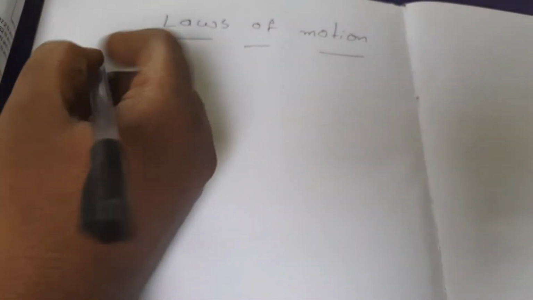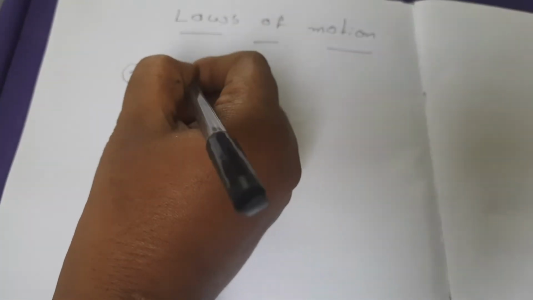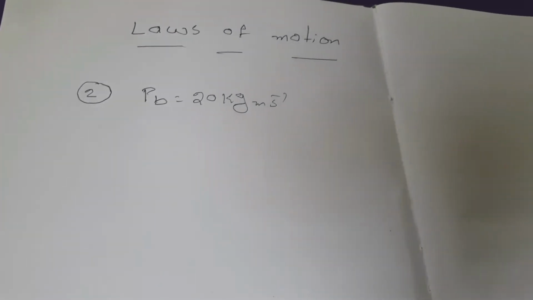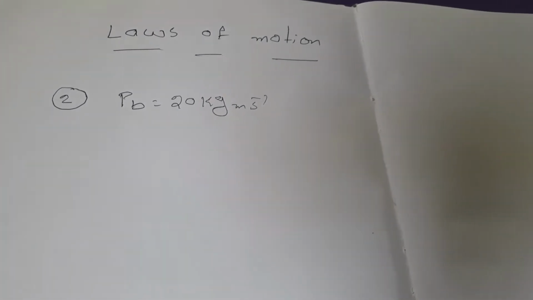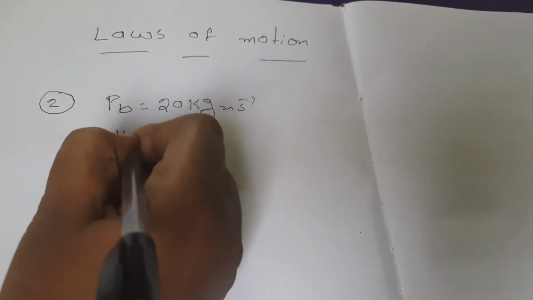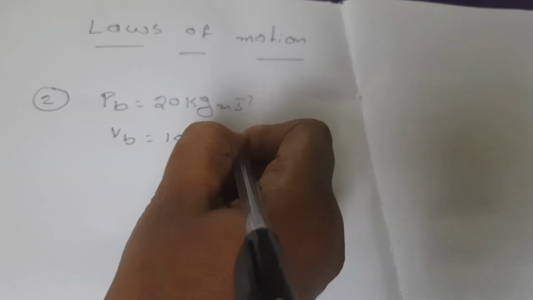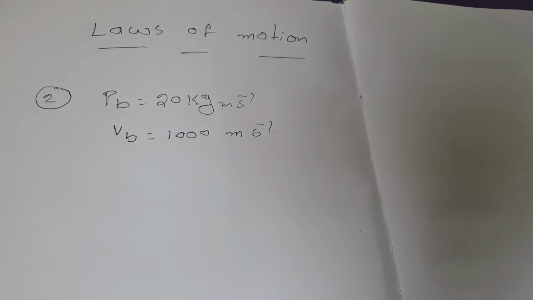How to find out? It is a simple problem. Look here, how to solve this one. The given data: the momentum of the bullet is 20 kg meters per second. What should we find out here? The mass. The velocity of the bullet they have given is 1000 meters per second. Both are in the SI system, so there is no need of converting.